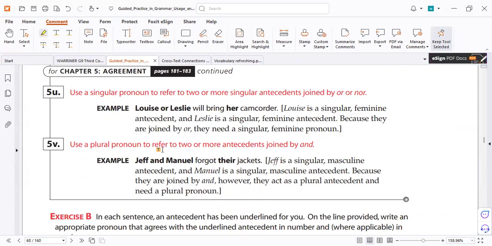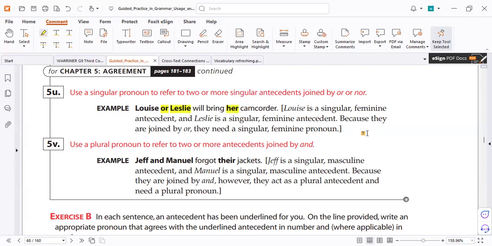Now we have another point. He said or. If the subject refers to two subjects joined by or, you must focus on the second subject. So Leslie, so bring her.